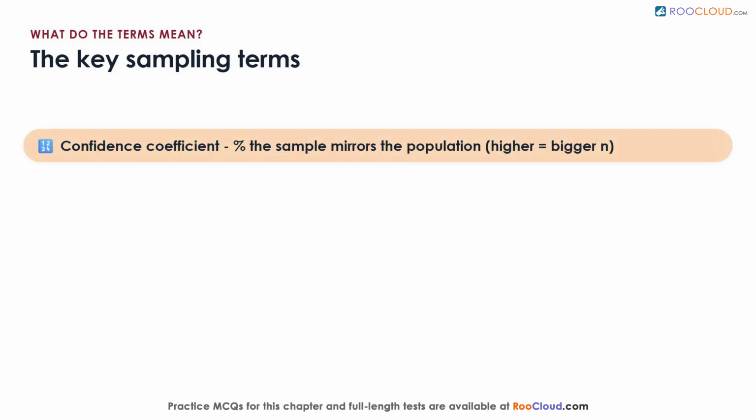Let's learn the key sampling terms. What is the confidence coefficient? It's the probability that your sample truly mirrors the population. It's stated as a percentage, like 95%. A higher coefficient means a larger sample. If controls are strong, you can lower it.